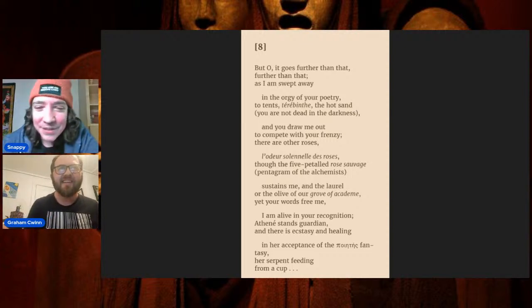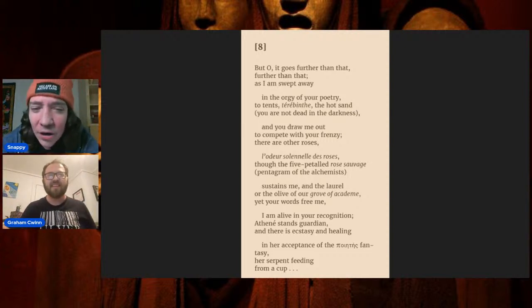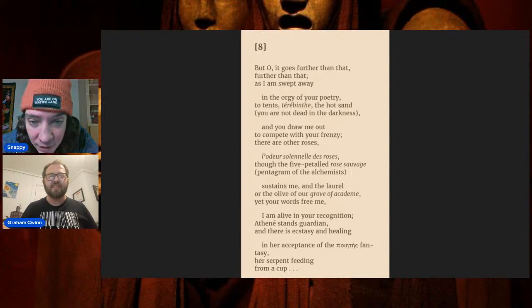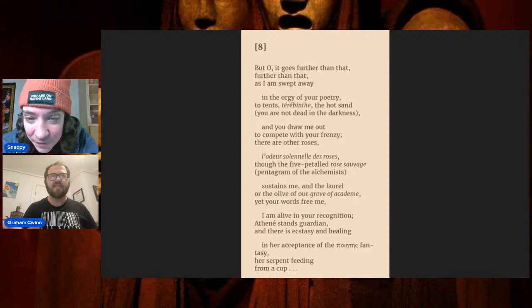And you draw me out to compete with your frenzy. There are other roses, l'odeur solennelle de roses, though the five-petaled rose sauvage, pentagram of the alchemists.